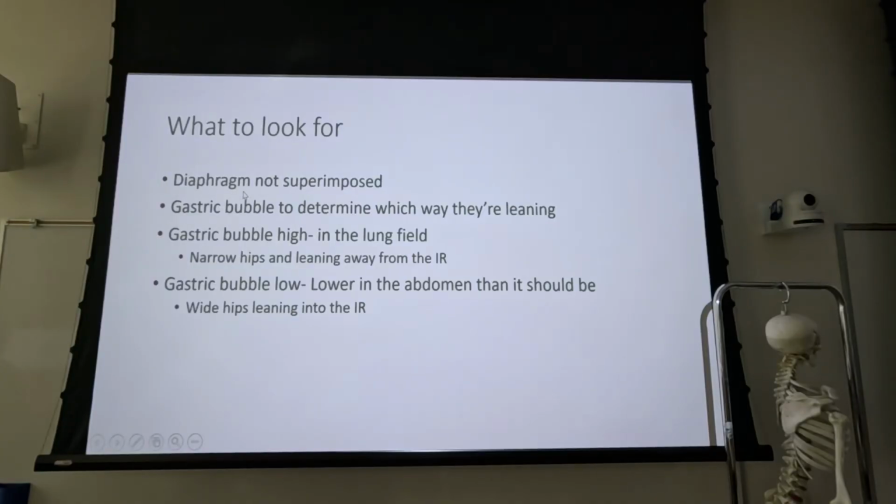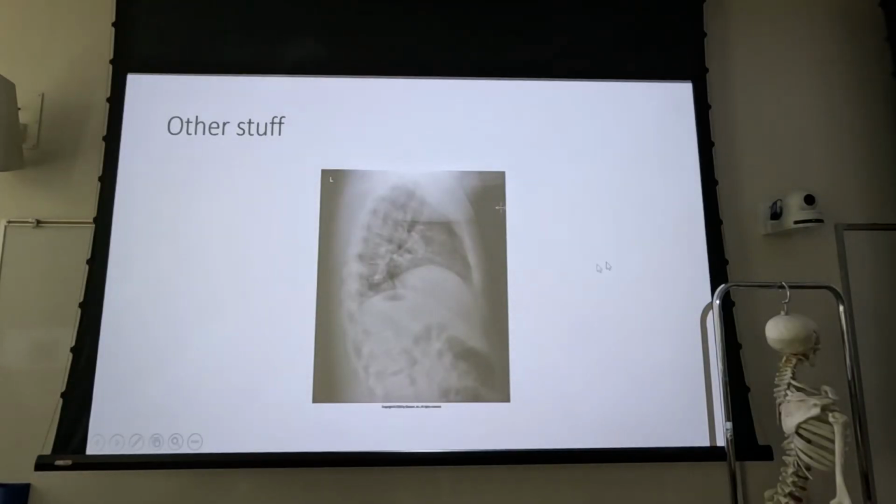So what to look for: diaphragm not superimposed. Take a look at the gastric bubble. Again, evaluate where the gastric bubble is in relationship to the hemidiaphragms. Anterior to posterior indicates rotation. Superior to inferior indicates tilt. Either the patient's hips were narrow and shoulders were wide, or vice versa. Okay, so what do we see here?